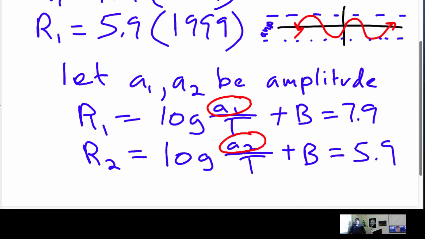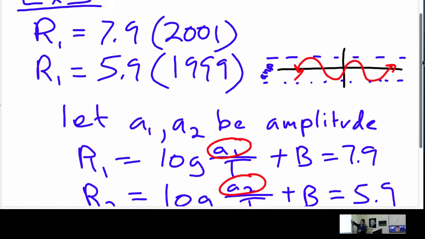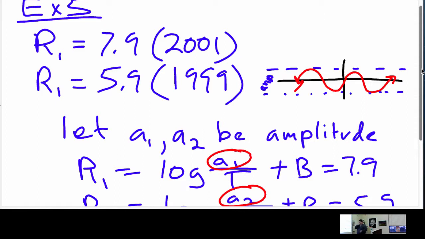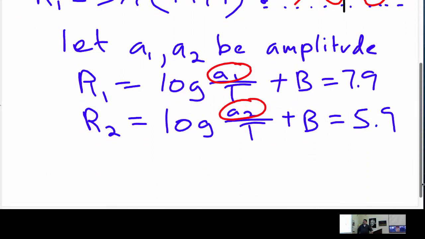And because of the way that the Richter scale rating is calculated, right, we're going to have to do some fancy math. So what I want to do is take these two equations and put them together in some sort of way so I could create a ratio of the amplitudes of the earthquake. Does that make sense to you guys?